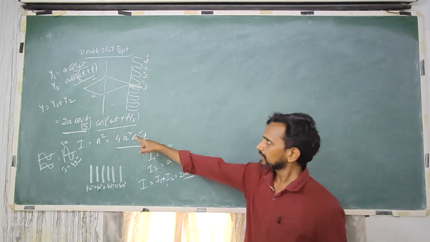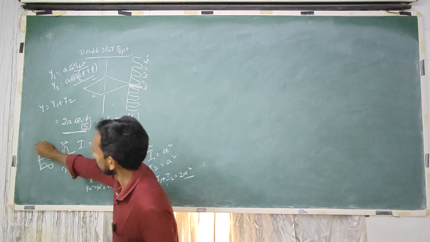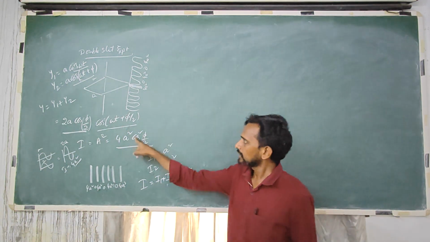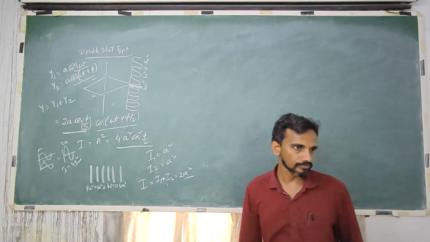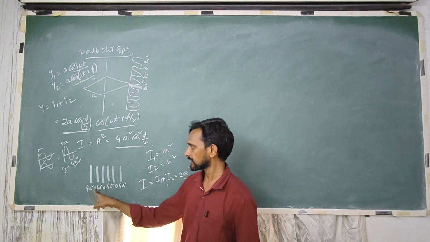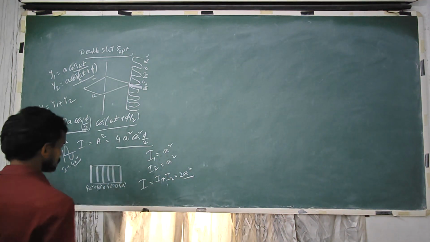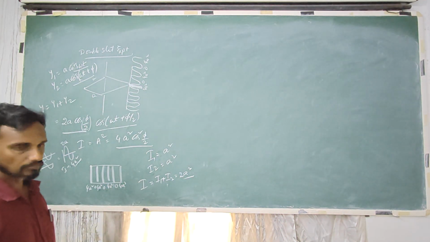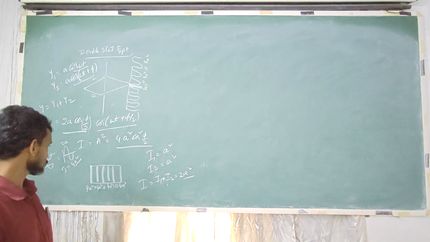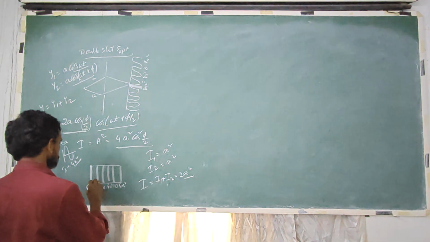But what is happening here? These amplitudes are getting added up. Instead of intensities, amplitude is getting added up, and you got 4A square. But that 4A square is also modified with a cos square phi by 2. So what is the result? At some portion you have 4A square, and at the next level 0. 4A square, 0. So if you take the average over this, what is the average? You have 4 terms of 4A square and 4 terms of zeros. The average is 2A square.